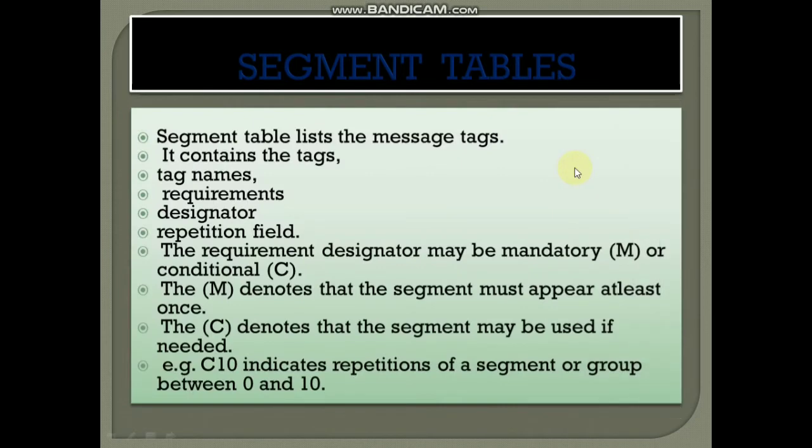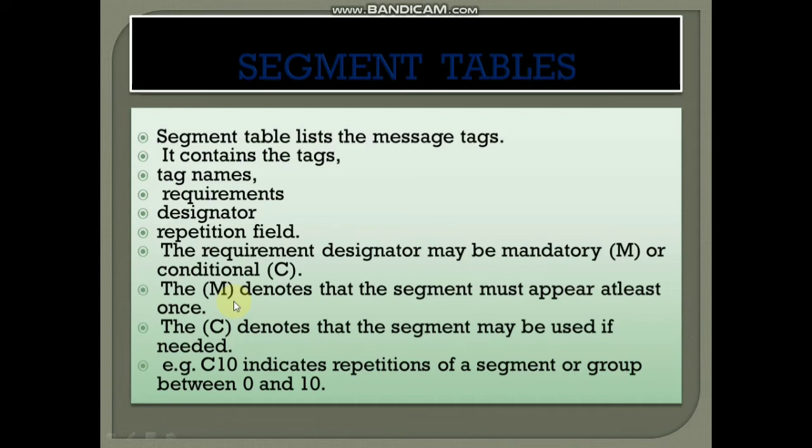So C here is denoted as conditional, on condition. Whereas the M should appear at least once, and C may be used if needed. So this is very, very important. M is mandatory, so it should be used at least once in your EDI, and C is conditional, so it should be used when it is needed.